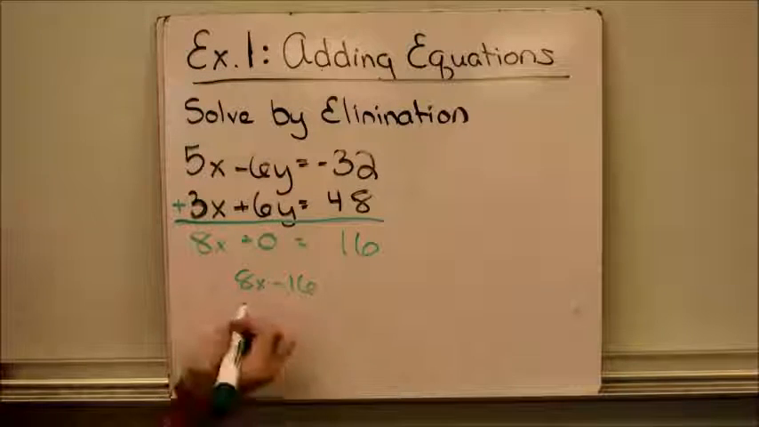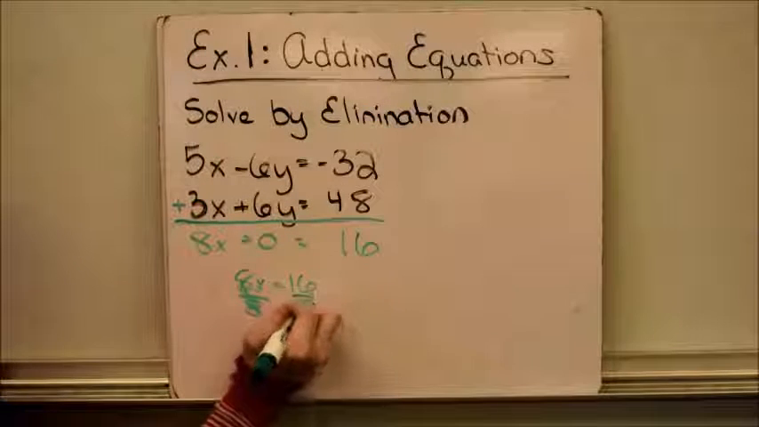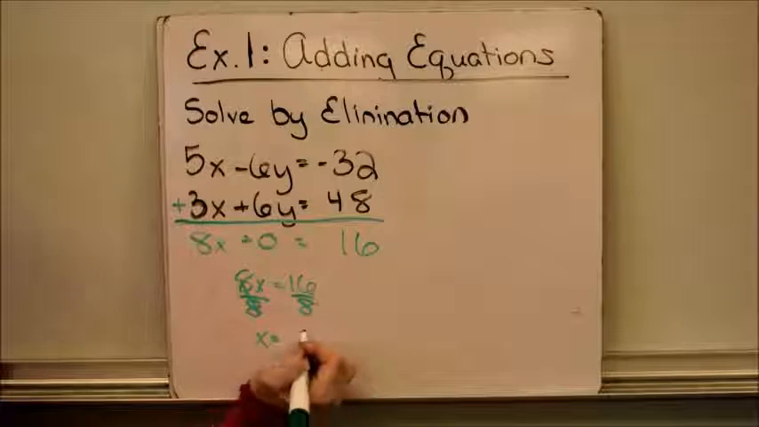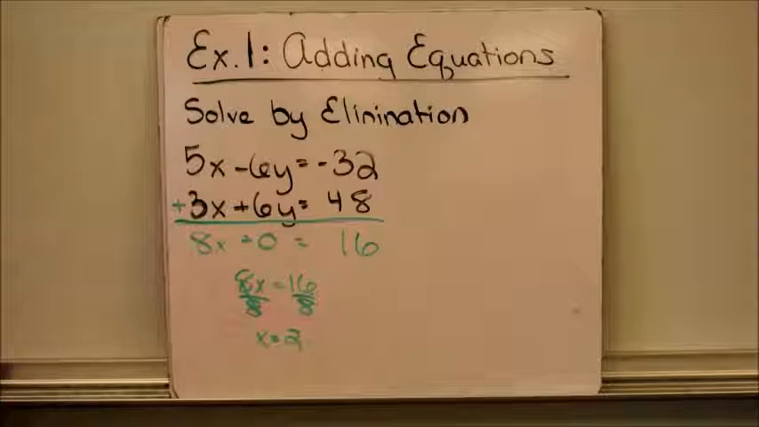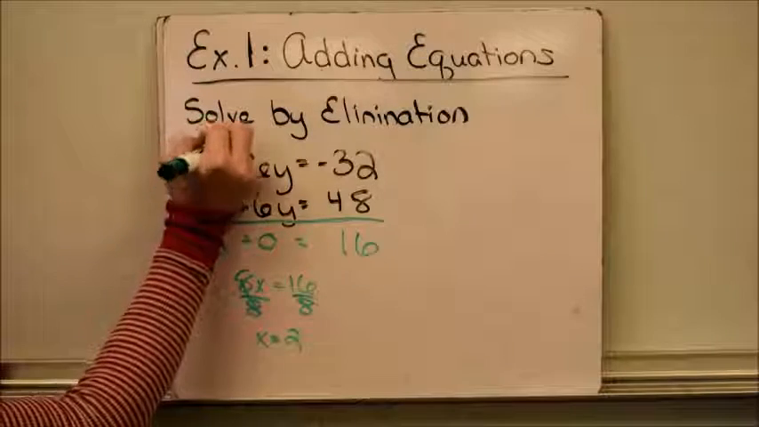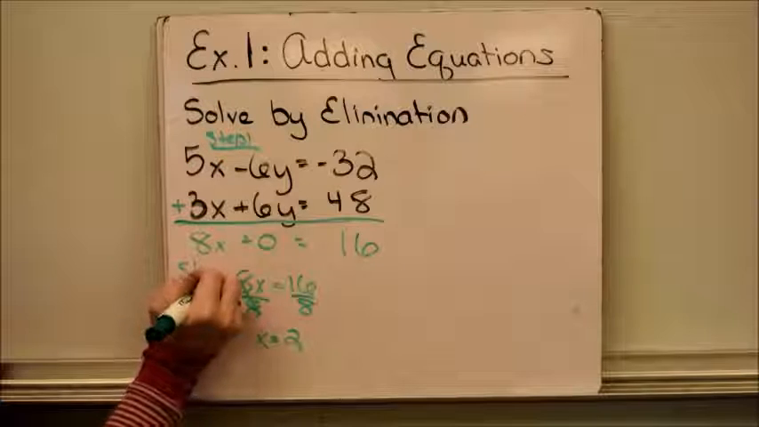Now that I have x by itself, I can solve. I'll divide by 8 here. x equals 16 divided by 8, which is 2. So that was the second step. This was step 1, and this was step 2.